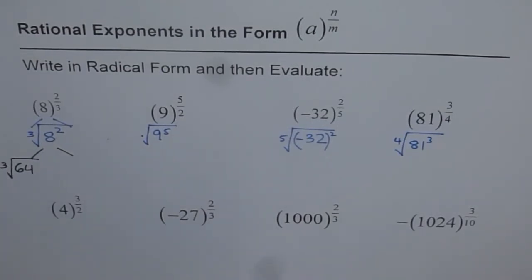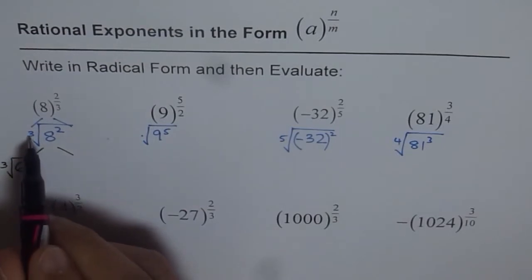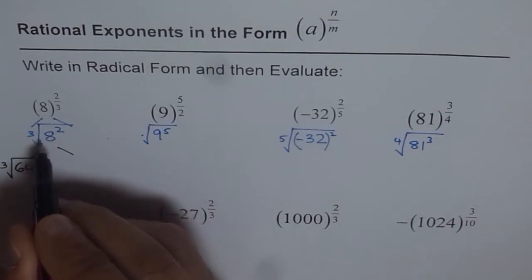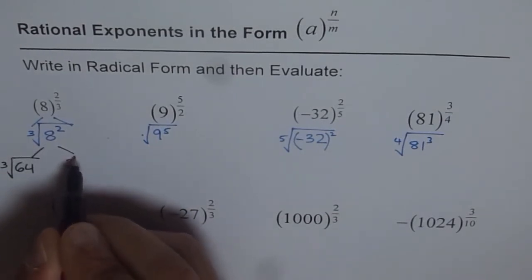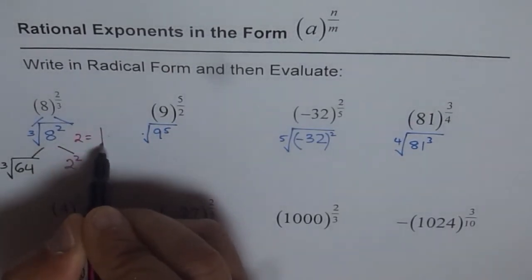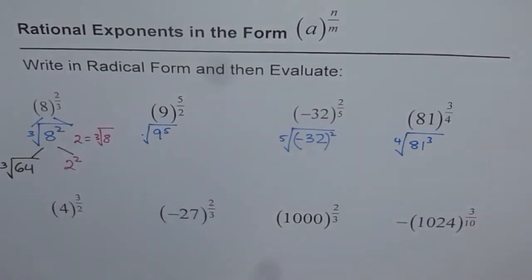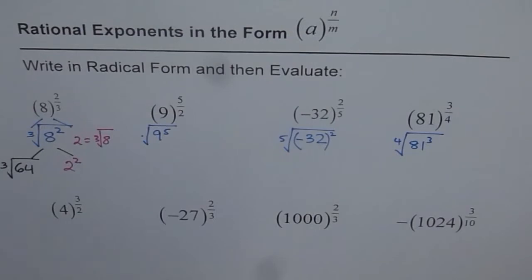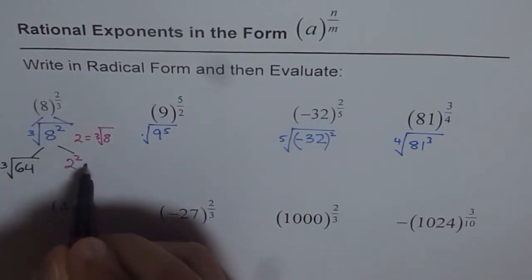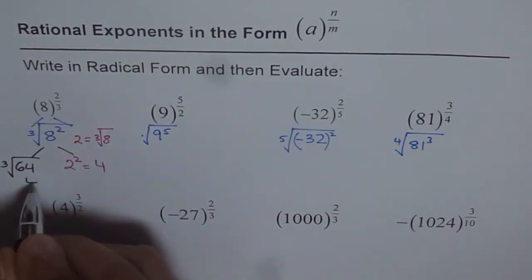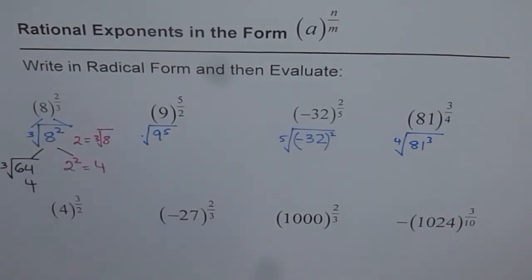The second method could be, I find the cube root first and then square, right? That means cube root of 8 is 2, right? So I'll say 2 squared. Do you understand? Where 2 is cube root of 8. 2 is equal to cube root of 8, correct? So first I did the cube root and then I squared. So I get 2 squared, right? 2 squared is 4. And cube root of 64 is also 4. So either way you get the same answer, correct? That is what I'm trying to tell you.